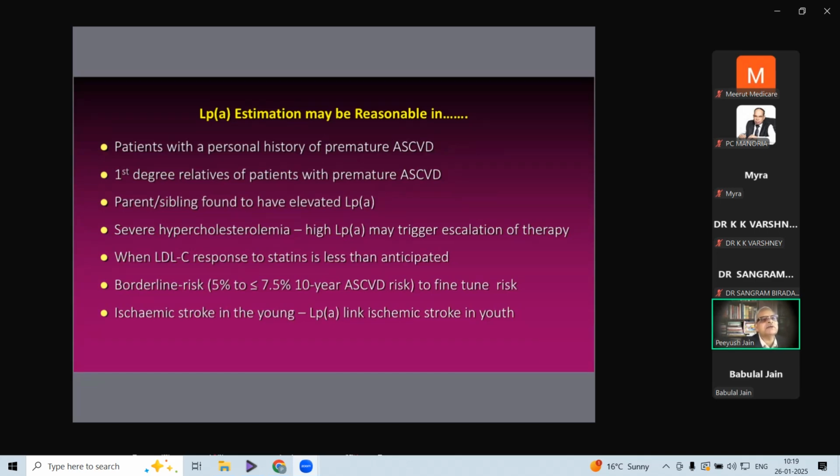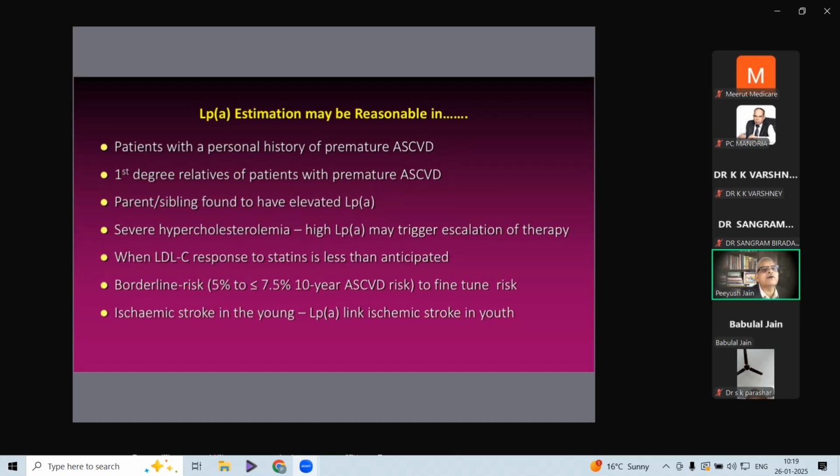Now, who are the patients where LPA should be estimated for future risk assessment? One is a person who has premature atherosclerotic cardiovascular disease. Then those who are first degree relatives of these patients with premature atherosclerotic cardiovascular disease, or anybody who is found to have elevated LPA, whose parents or siblings should have an LPA. Then in severe hypercholesterolemia, LPA should be measured. Why?